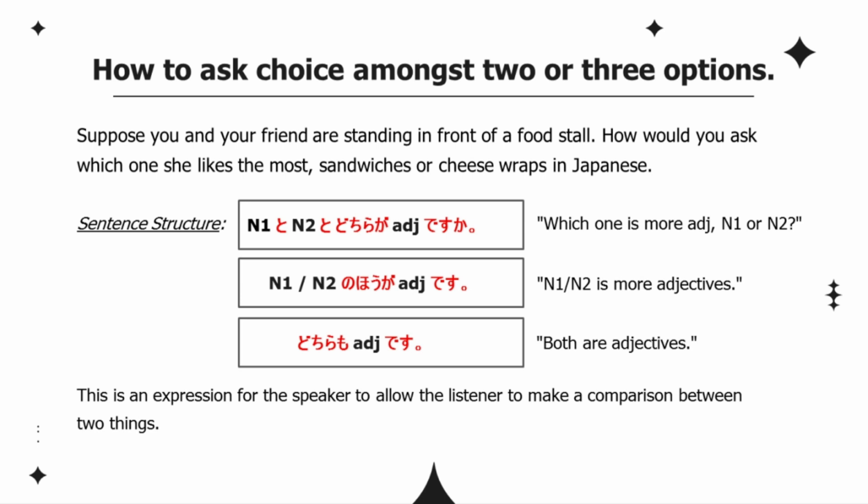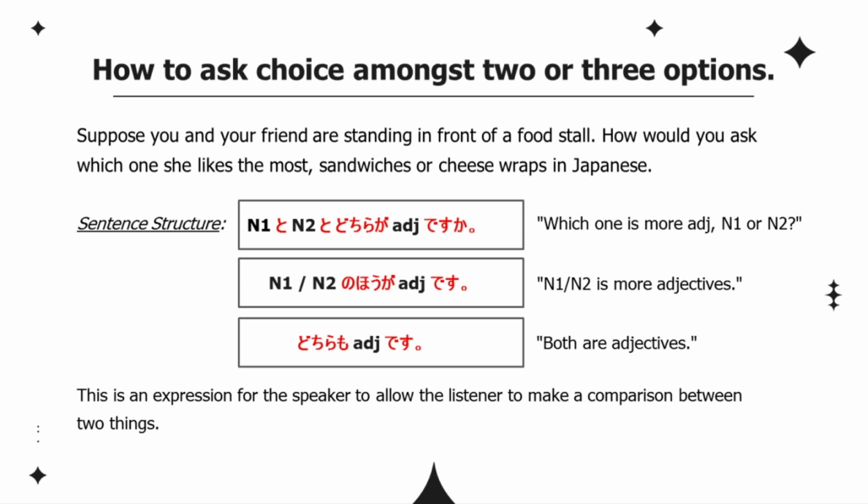Formation: N1 to, N2 to dochira ga adjective desu ka? Which one is more adjective, N1 or N2? N1 slash N2 no hou ga adjective desu slash dochira mo adjective desu. N1 slash N2 is more adjective. Both are adjective. This is an expression for the speaker to allow the listener to make a comparison between two things.